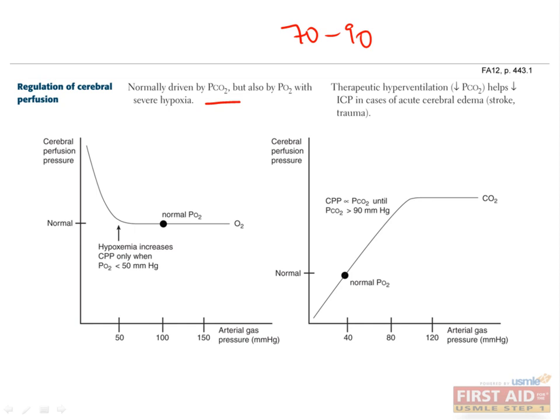On the left, you see that in a wide range of oxygen states, there is no change in cerebral blood flow. Only when the PO2 drops below 50, meaning your O2 sat on the monitor drops below 90%, does hypoxemia start to affect the brain and cause vasodilation, increasing the cerebral blood flow.